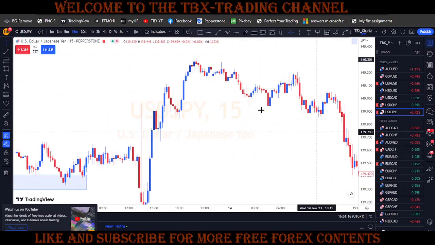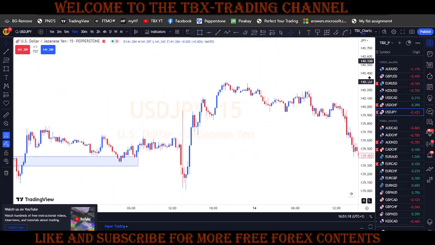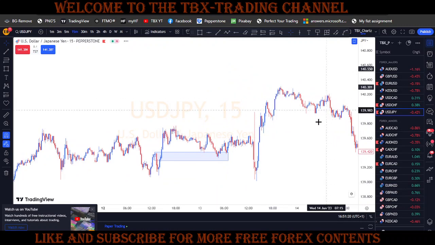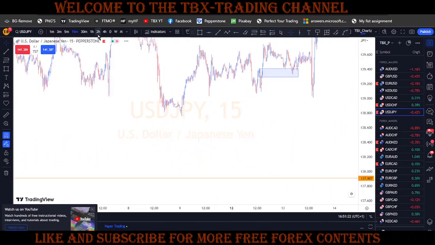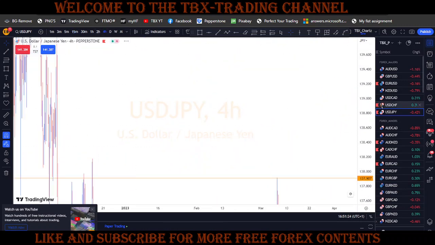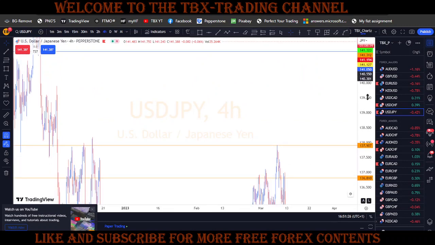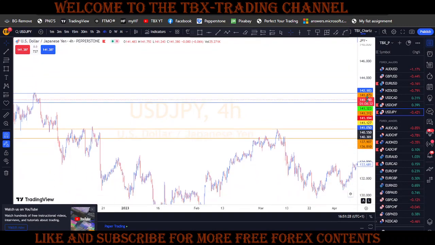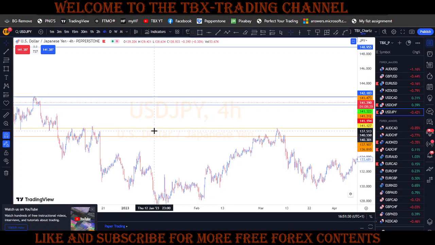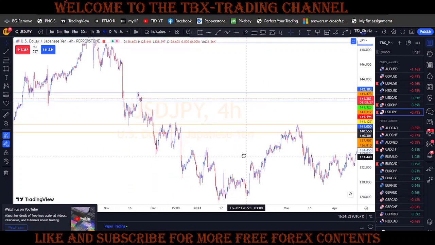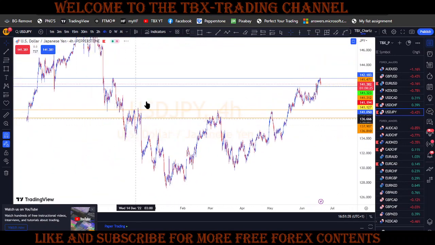Let's look for other types. Let's try to identify liquidity in other places. Let's go to a bigger time frame. We said old highs and old lows. Let's look for old highs and old lows. As you can see, this is an old high. This is an old high. That's an old high, and as you can see, price has come to clear the liquidity in this old high.